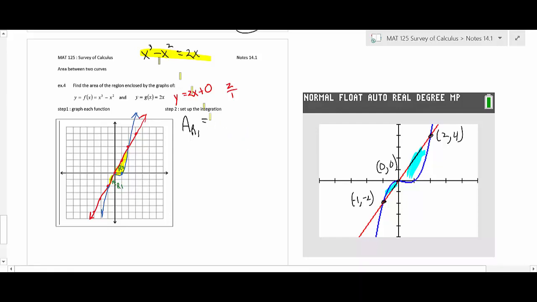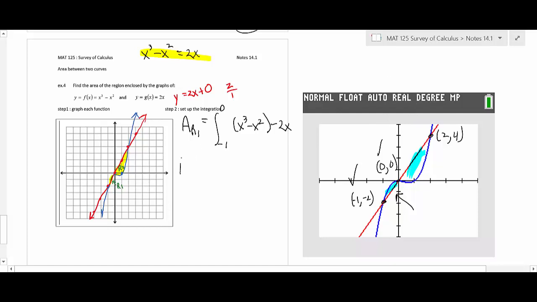Okay, so let's set up the integral on this first one. Okay, so region 1, this thing right here, where would you be integrating from on this little region here? -1 to 0. Good, -1 to 0. Left to right, you've got to go in that order. Which curve is on top? x cubed. Good, the cube. So you'd have x cubed minus x squared minus 2x. Okay, that's the first integral that you're going to work out.